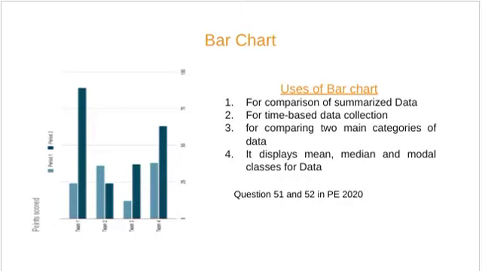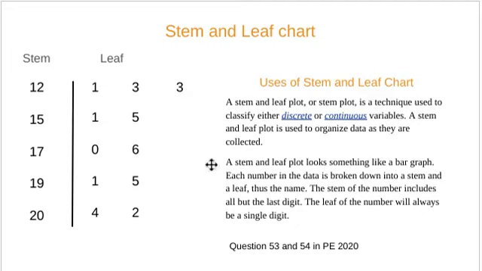2020. Next we have stem and leaf chart. It looks like this, which is on the left hand side it will be the stem, and on the right hand side it will be the leaves, the stem and the leaves. That's why we call it as a stem and leaf chart.